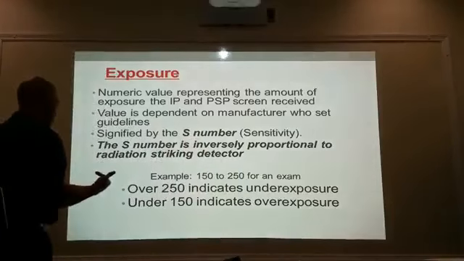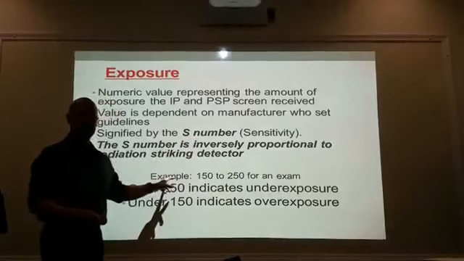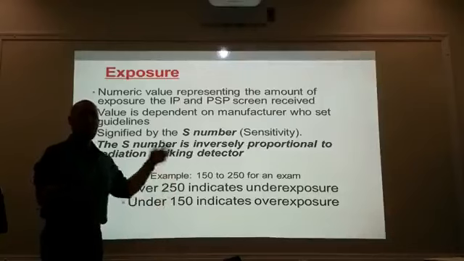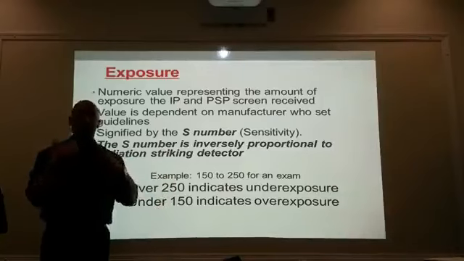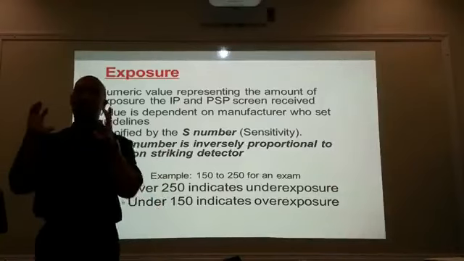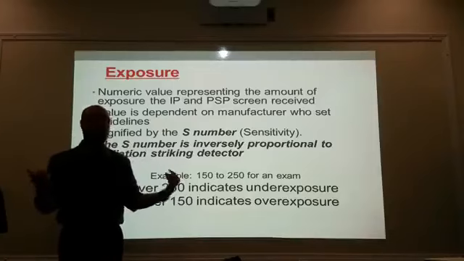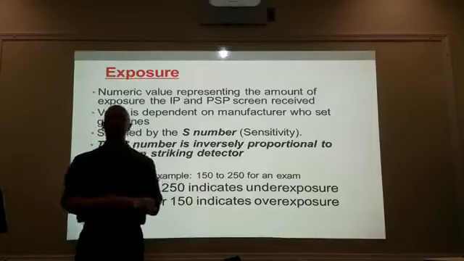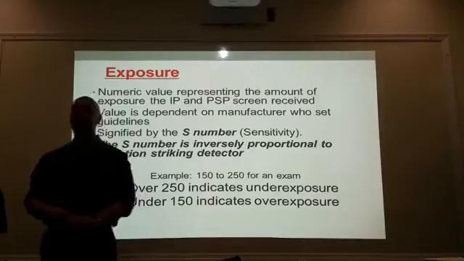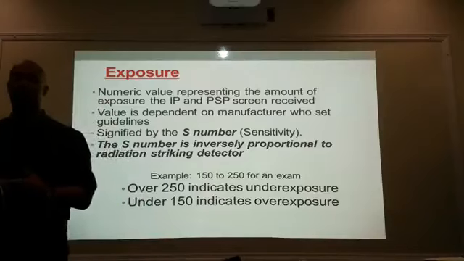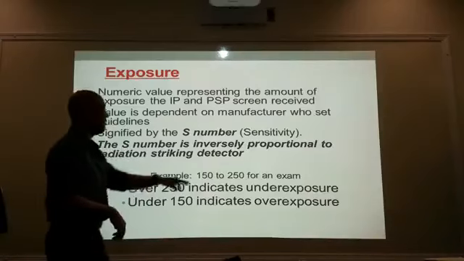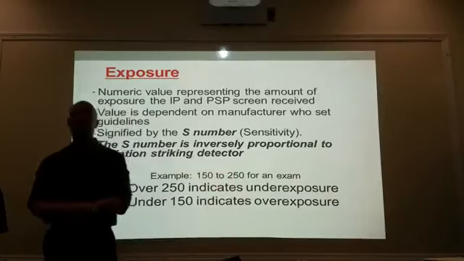So for example, if I were doing a chest x-ray, I know as a technologist that to perform a chest x-ray, my safe parameter of S number should fall between 150 to 250. The numbers will differ from body part to body part. But let's just say for a chest x-ray, a safe range is between 150 to 250.